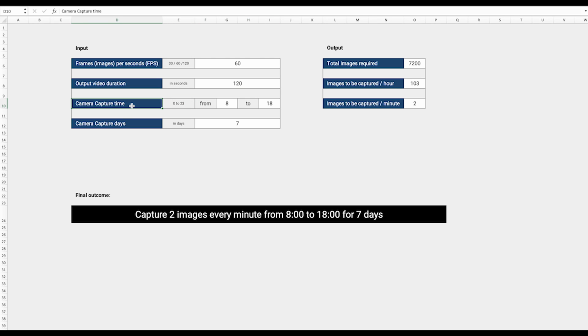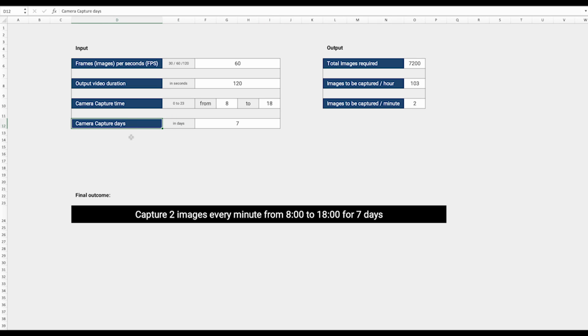The camera capture time. I don't want the Raspberry Pi to capture images the entire day, that is 24 hours, because at night the quality of the images will be reduced. There will be a lot of black screen and I don't want that. So what I'm planning to do is capture images when the sun rises and stop capturing images after the sun sets. For that reason, I've kept 8 AM as the starting point of the capture time and 6 PM, that is 18 hours, as the ending time of the video capture.